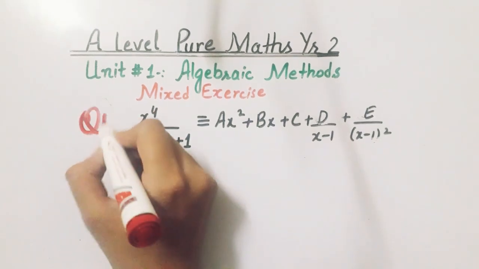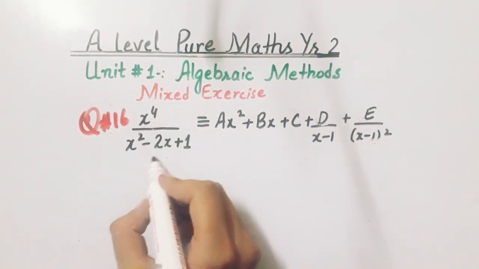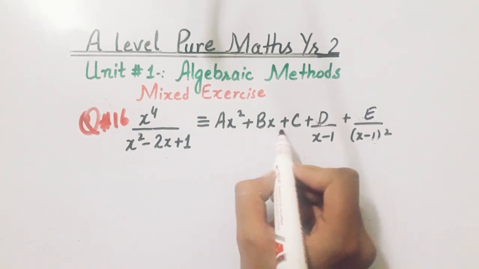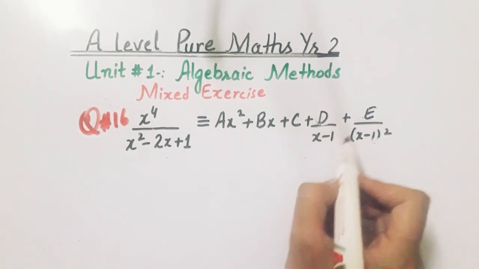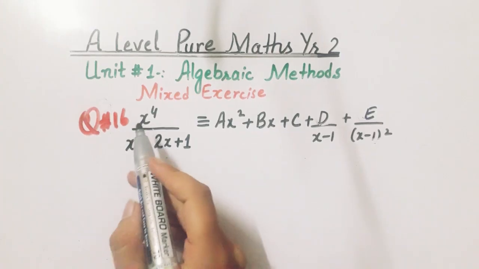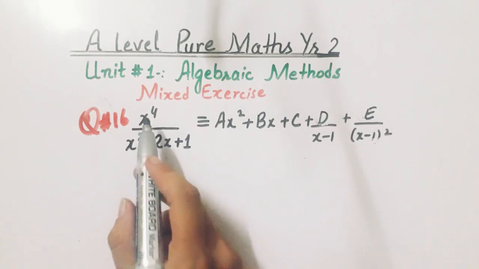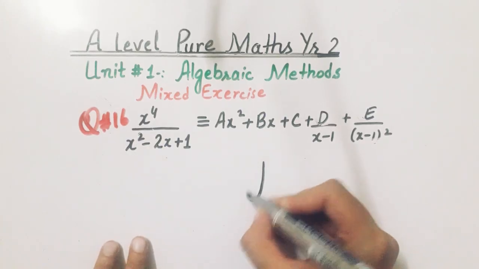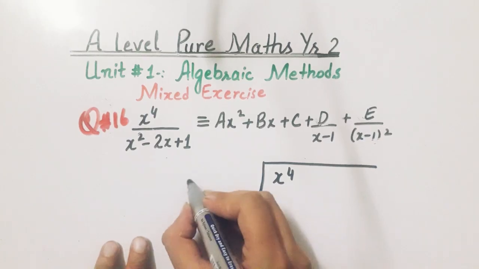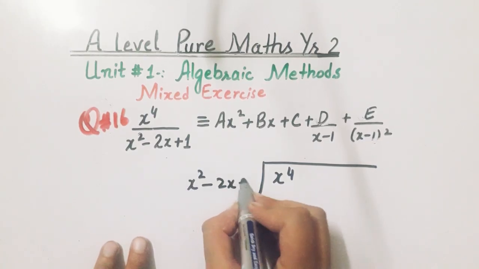Now question number 16 is x⁴ over x² minus 2x plus 1 equals ax² plus bx plus c plus d over x minus 1 plus e over (x minus 1) squared. So we can see that this is x⁴ and this is x², so we will solve this by the division method. x⁴ divided by x² minus 2x plus 1.